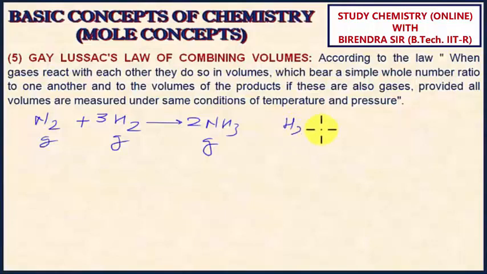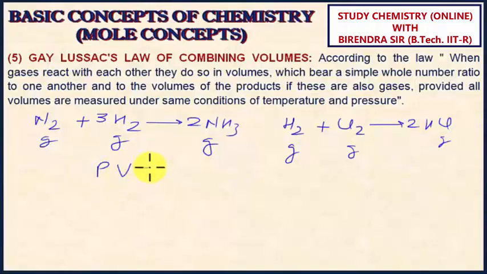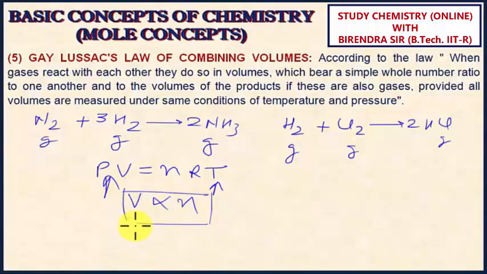Similarly, if I write H2 plus Cl2 giving HCl, since these components are in gas state, I can say 1 volume of H2 requires 1 volume of Cl2 to produce 2 volume of HCl. And this we can explain because we know ideal gas equation, which is PV is equal to nRT. If I say pressure and temperature same, constant, then volume will be directly proportional to number of moles. My point is clear.